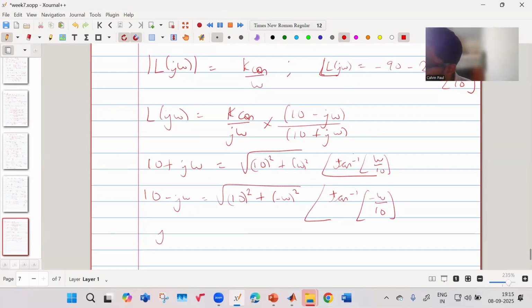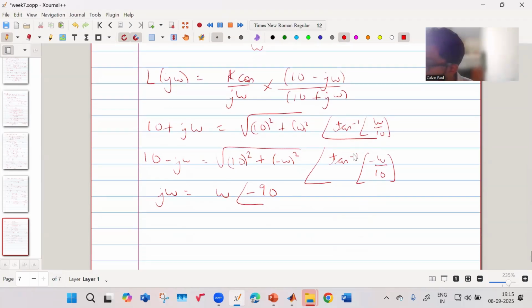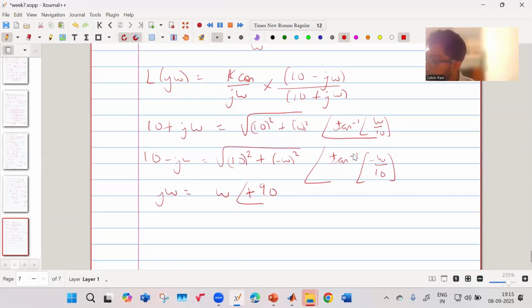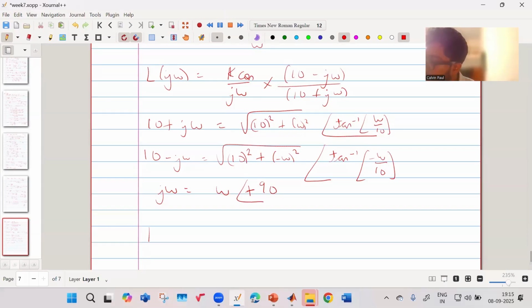And for j omega, what is it? Its magnitude contribution is omega and its angular contribution is plus 90 degree. Because it's in the denominator, then it becomes minus 90. Good. Thank you.